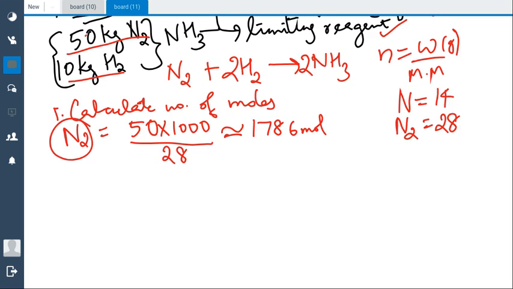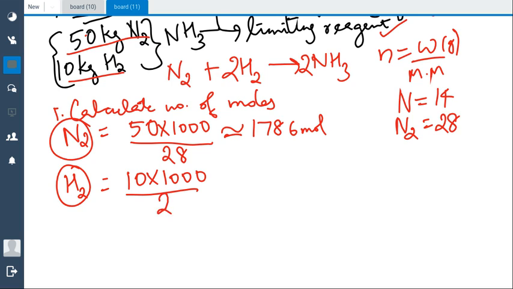Next, we need to calculate the number of moles of hydrogen. Number of moles of hydrogen is equal to given mass 10 into 1000 divided by 2. What is the value? Not approximate, it will be equal to 5000 moles.